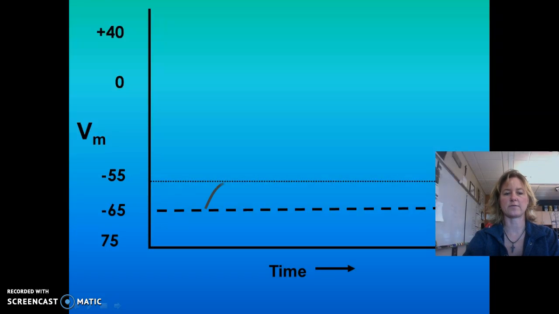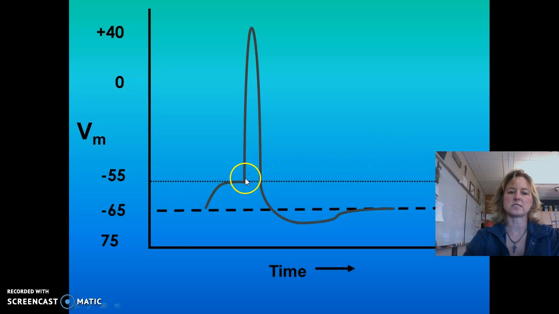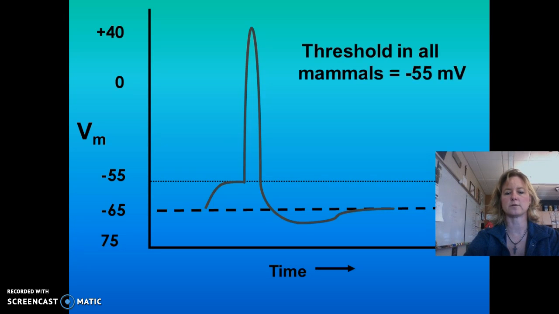Let's look at this graph here. Now we've got a stimulus that comes in, and look at that, it reaches our threshold. Oh my gosh, that's a huge bump. We've reached our threshold, and so now we see this huge jump, and look how fast that took place. We jumped all the way up to a positive 40, and remember we're talking about the inside of the membrane potential, and then we drop back down again.